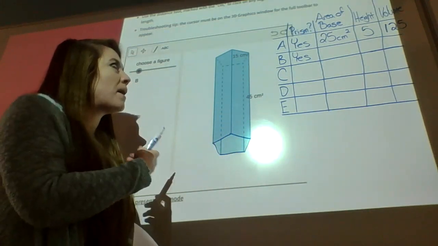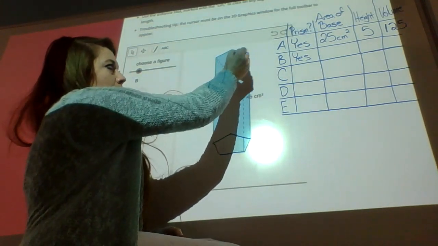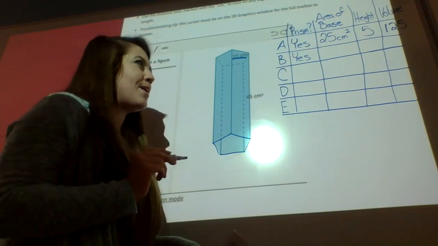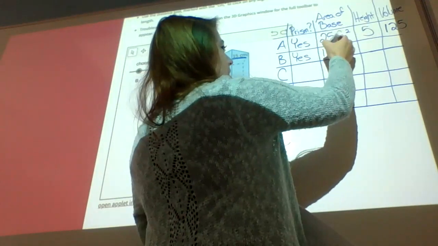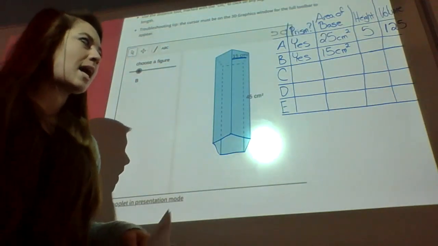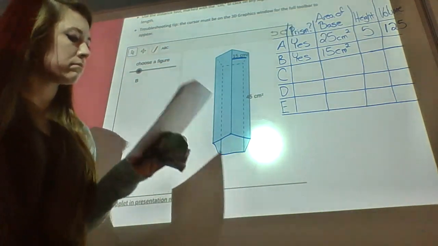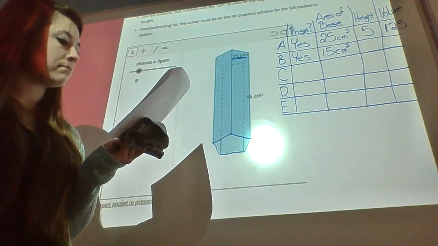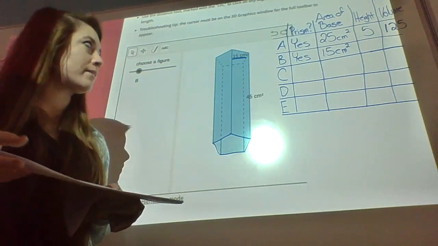So in this case, it's our pentagon, and it tells us right up here that the area, I almost said volume, is 15 centimeters squared. So then what's the, or wait, yes, 15 centimeters squared, sorry.